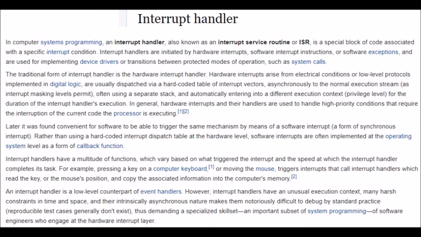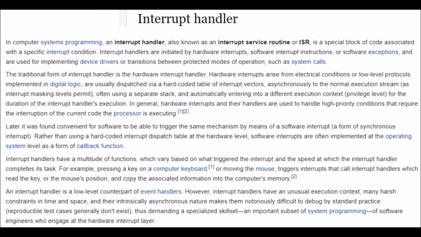Interrupt handler. In computer systems programming, an interrupt handler, also known as an interrupt service routine or ISR, is a special block of code associated with a specific interrupt condition. Interrupt handlers are initiated by hardware interrupts, software interrupt instructions or software exceptions, and are used for implementing device drivers or transitions between protected modes of operation, such as system calls.